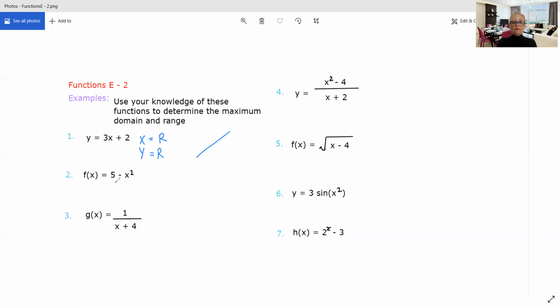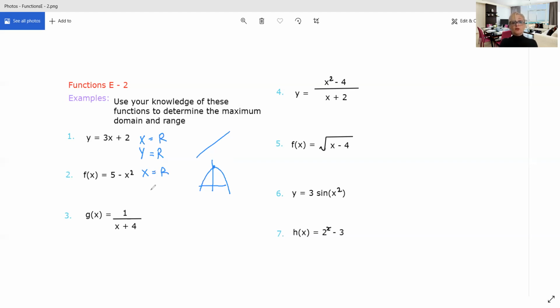Question 2, f of x is a quadratic function. It will graph as a parabola. This one you should know is going to graph as a parabola that is concave down and it's been shifted up by 5. All real values of x for the domain are still in play, but you'll notice that for your range, the maximum value of y will be 5.